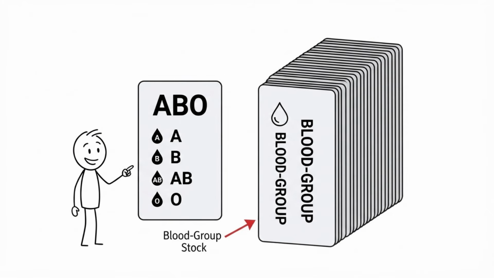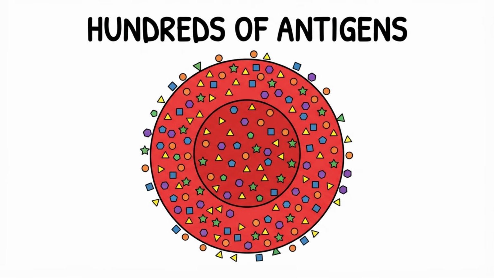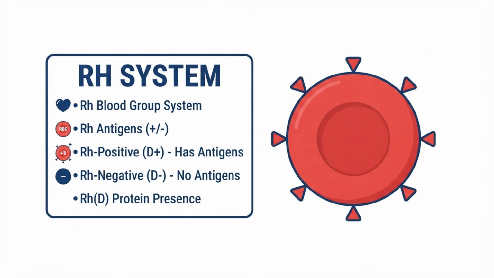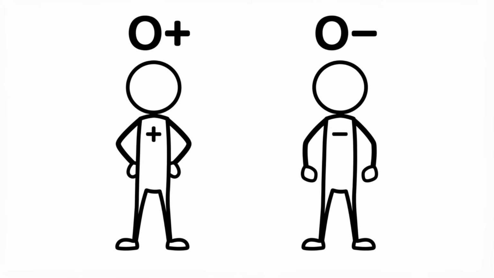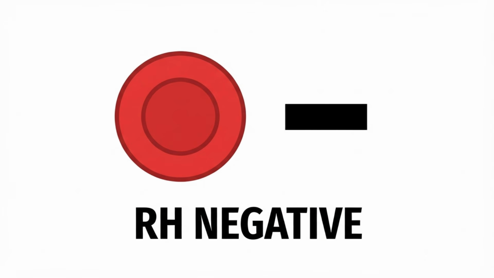But ABO is only one blood group system. Scientists have identified dozens of blood group systems. Together, they contain hundreds of known antigens. The Rh system is another famous example. That is where the positive and negative labels come from. If you are Rh positive, you have the D antigen. If you are Rh negative, you do not.